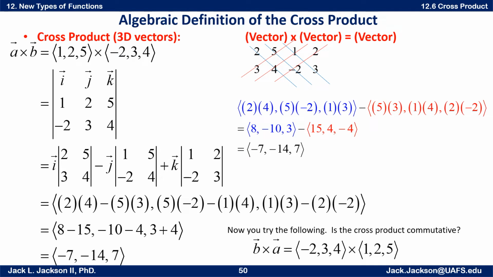So let's do an example. Let's find the cross product of 1, 2, 5 and negative 2, 3, 4. Here's the expanding by minors way of thinking of it. We write our I, J, and K vectors. We write the first vector in the second row, 1, 2, 5, and the second vector becomes the numbers in the third row of this matrix, negative 2, 3, 4.